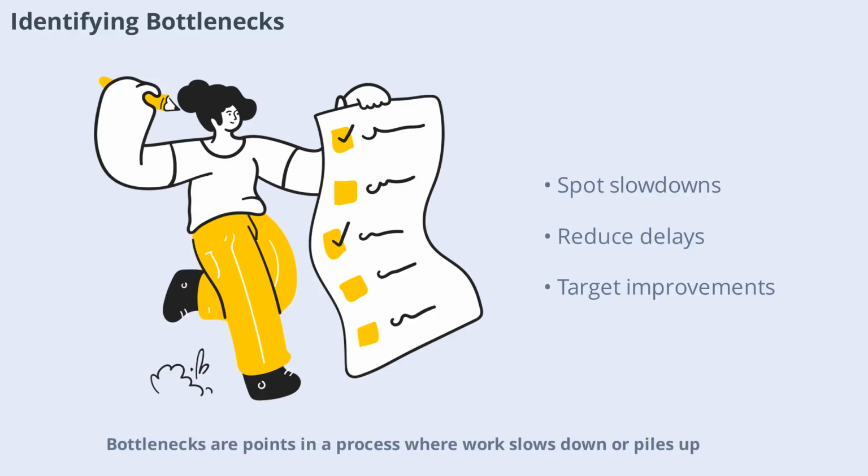Bottlenecks are points in a process where work slows down or piles up, causing delays and reducing efficiency. Identifying these bottlenecks is a critical step in process improvement. Look for steps that consistently cause delays, require rework, or create backlogs. Once you've pinpointed the problem areas, you can focus your improvement efforts where they'll have the most impact.